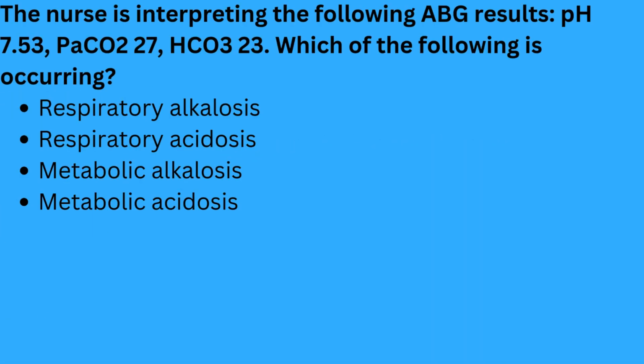The nurse is interpreting the following ABG results: pH 7.53, PaCO2 27, HCO3 23. Which of the following is occurring? Respiratory alkalosis, respiratory acidosis, metabolic alkalosis, or metabolic acidosis?